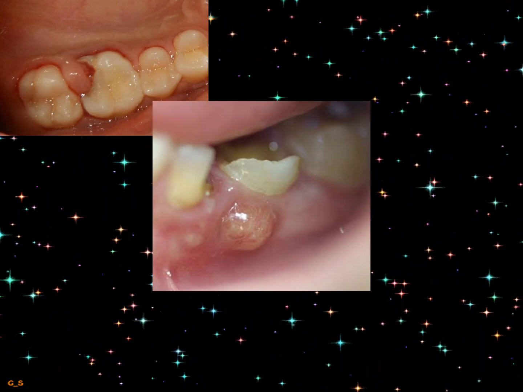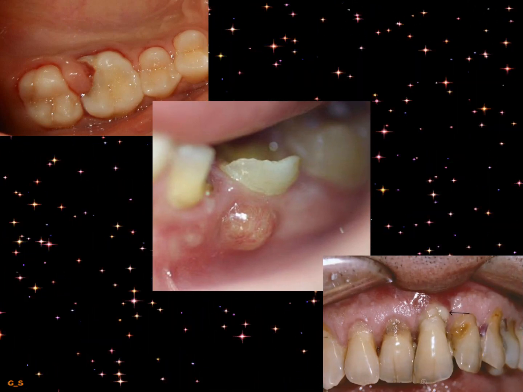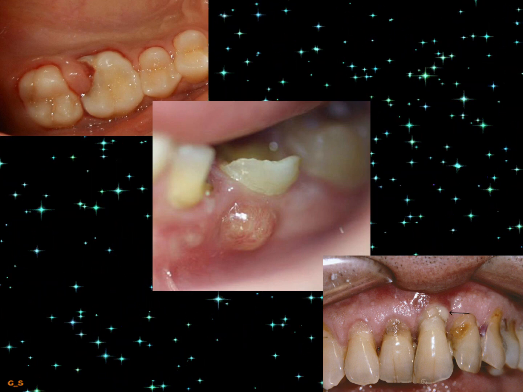On the periodontium, the clinical features may be enlarged gingiva, sessile or pedunculated gingival polyps, polypoid gingival proliferation, abscess formation, periodontitis, and loosened teeth.